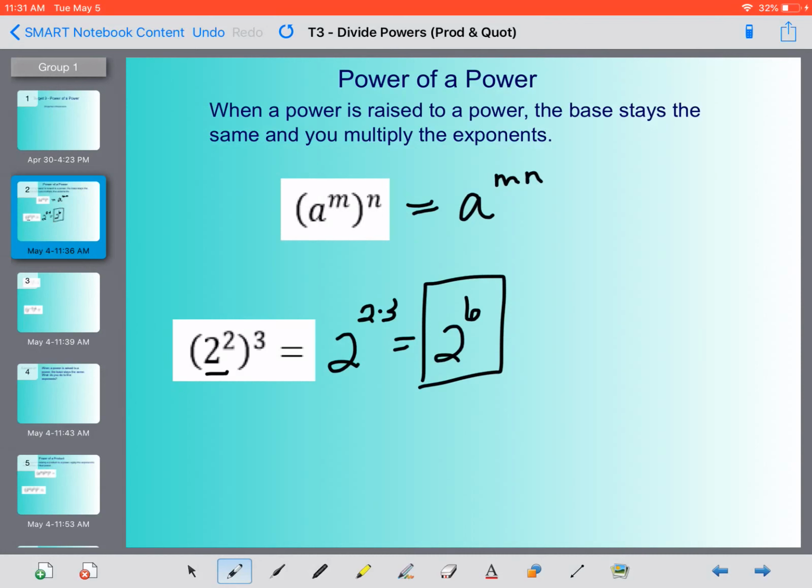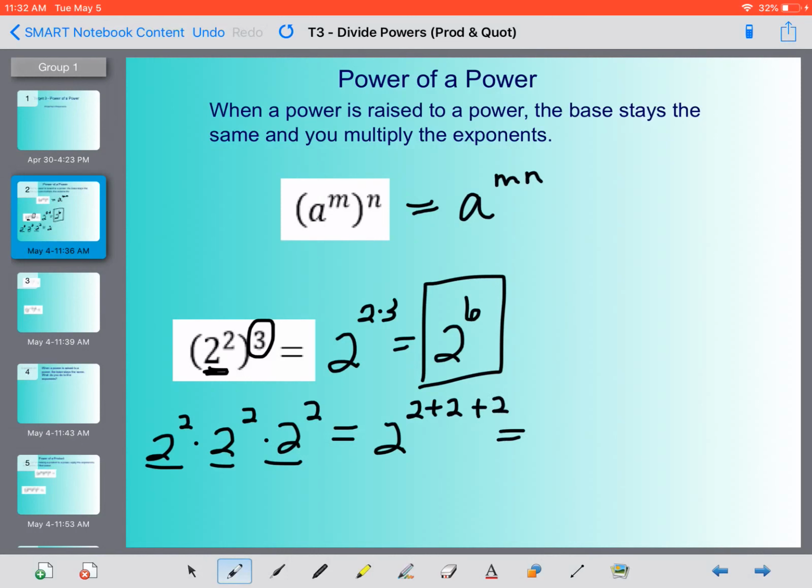Now the reason why this works is because remember that the exponent tells you how many times your base is a factor. So 2 squared raised to the third power means 2 squared times 2 squared times 2 squared. Now if you remember, when you're multiplying powers, you add the exponents. So 2 to the 2 plus 2 plus 2, which is the same answer, 2 to the sixth power.